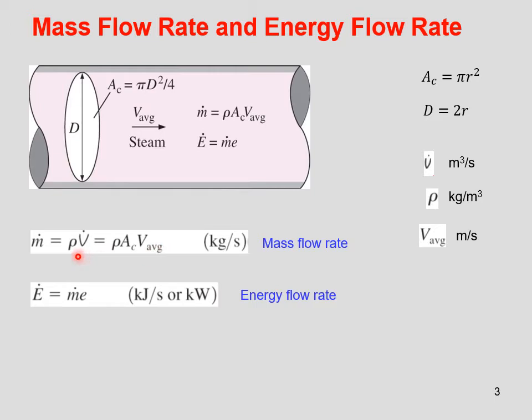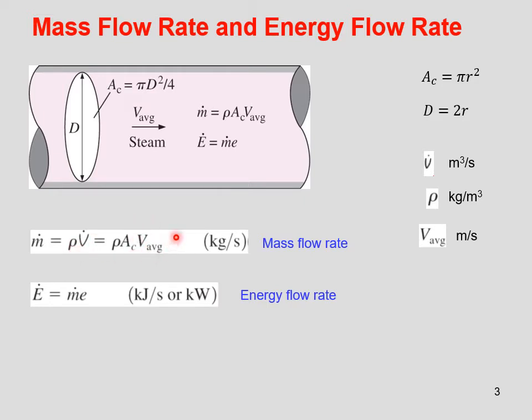It's kind of hard in our book to keep track of this script-looking V and this V here, so over on the side I put what these are. The script V with a dot is a volume flow rate, in cubic meters per second. Rho is the density, in kilograms per cubic meter. V is the velocity, in meters per second. Depending on how the problem is stated, you have to use this equation or that equation, so I keep track of what these different V's are.